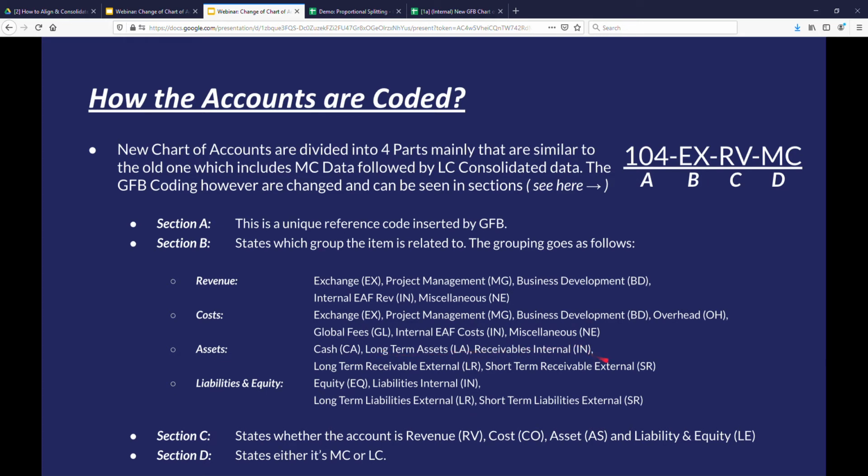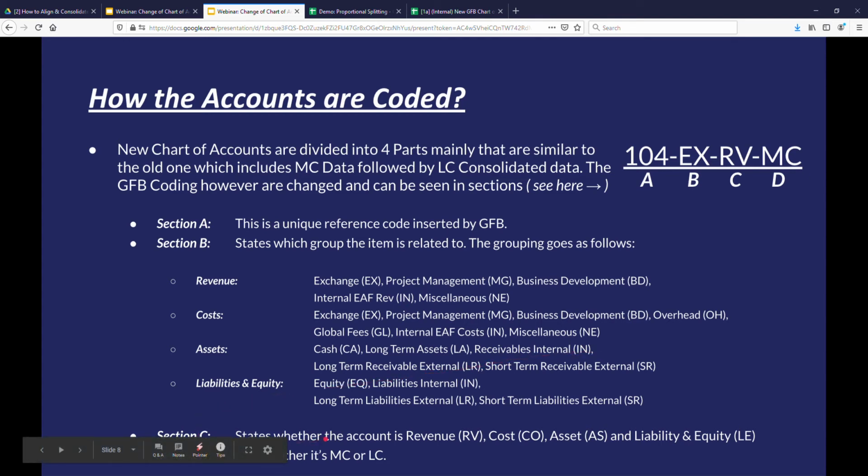Assets only has five. We have cash, long-term assets LA, receivables internal IN, long-term receivable external LR, short-term receivable external SR. Liabilities and equity is equity, liabilities internal or IN, long-term liabilities external or LR, and short-term liabilities external SR. If you look at the codes, you will notice that the word internal is just repeating, like internal has just IN and IN.